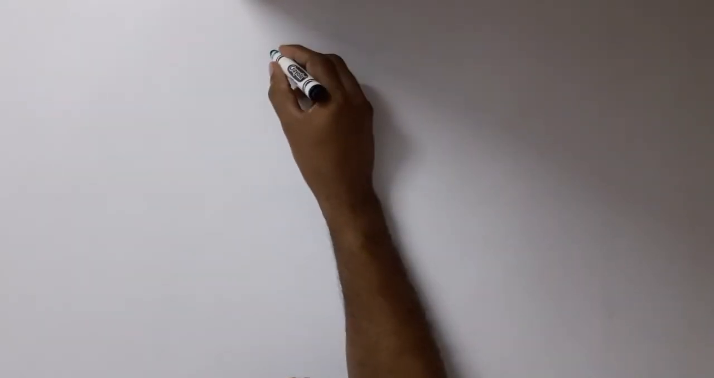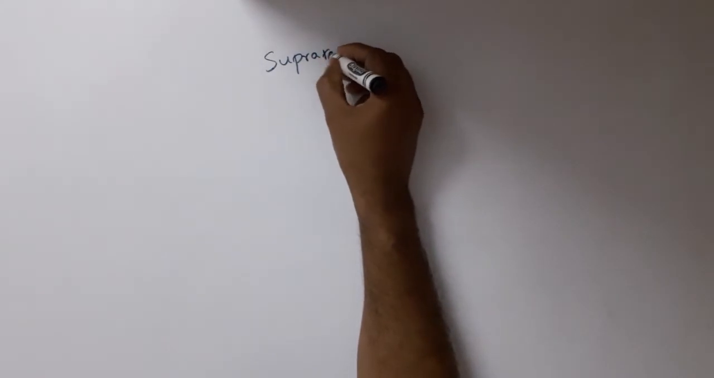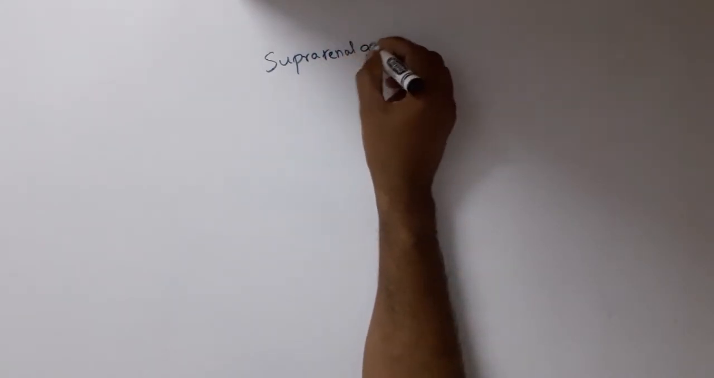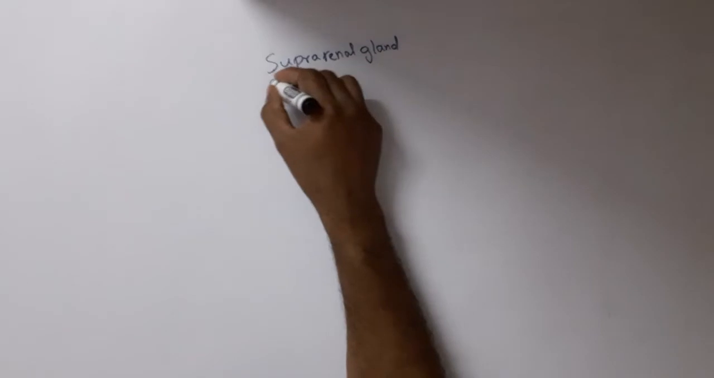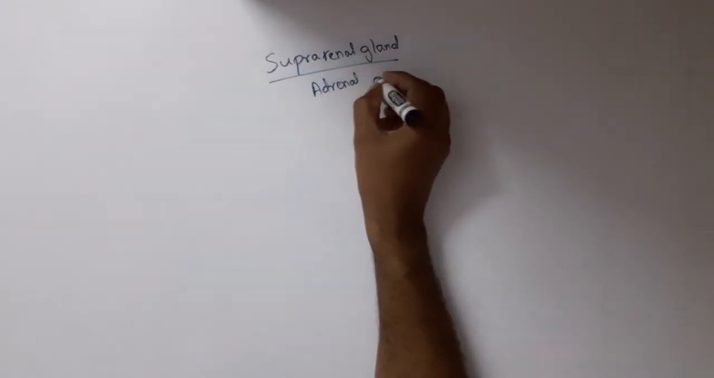Good morning. Today we'll be seeing about an endocrine gland, which is related with the apical part of the kidney, that is the suprarenal gland. What is the other name of this gland? This is the adrenal gland.